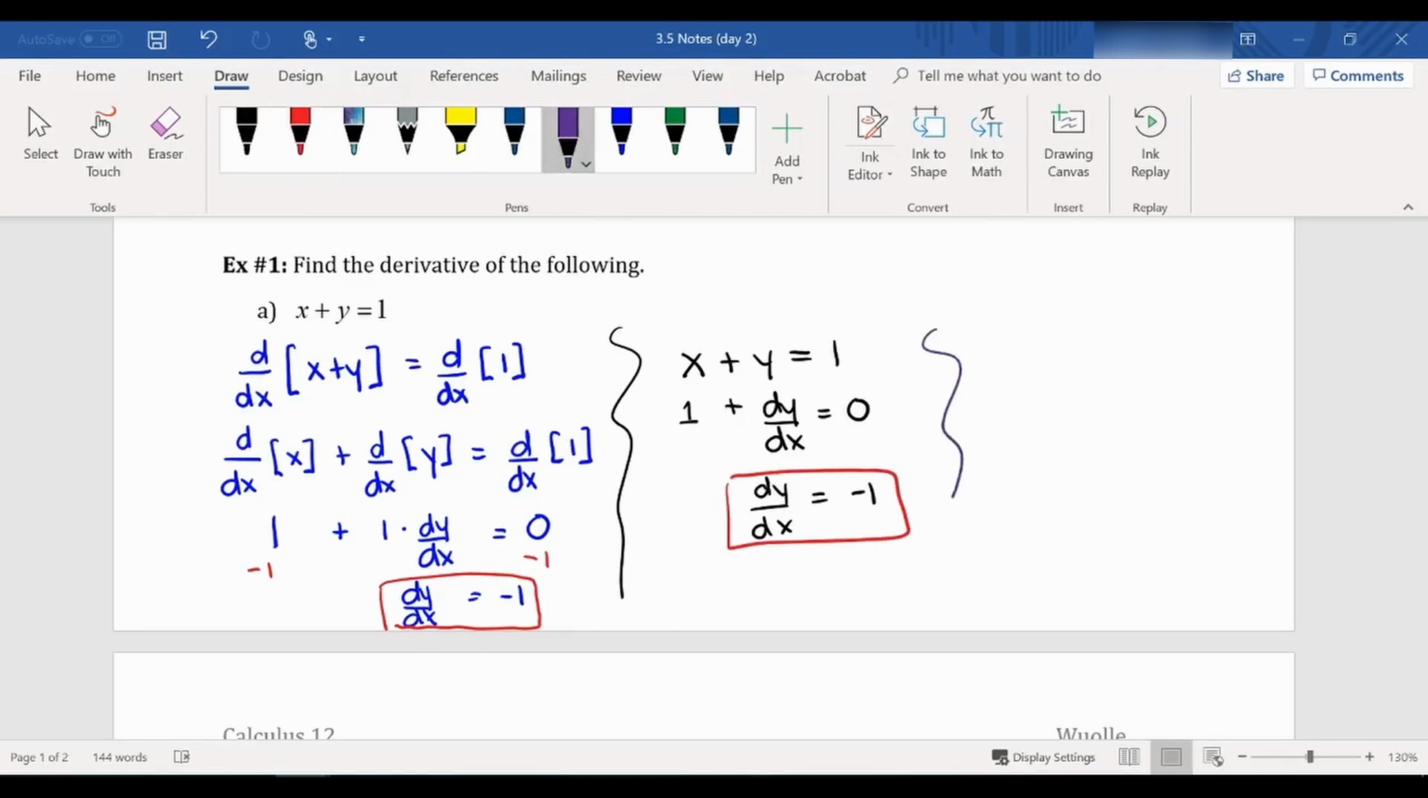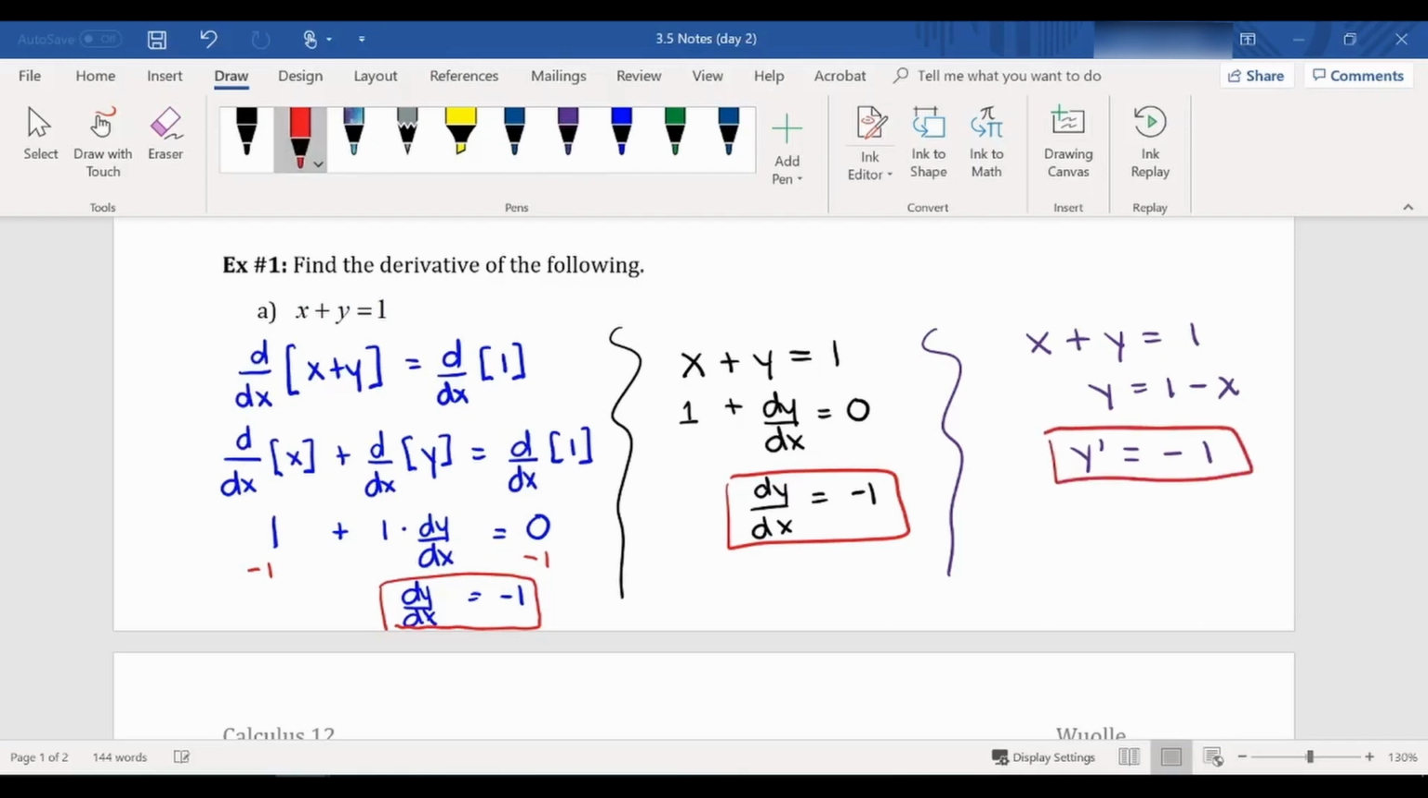The last option is my very initial equation, x plus y equals 1. I can move the x to the other side, and then I can find my derivative, which would be y prime equals -1. Y prime and dy dx are just different notations. They mean the same thing.